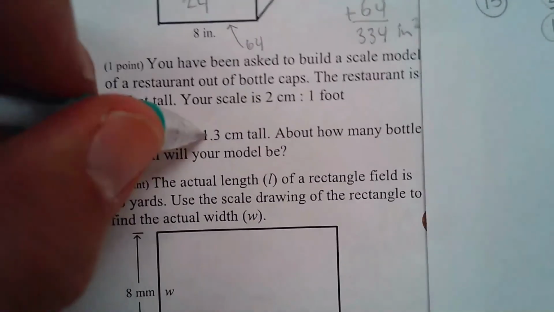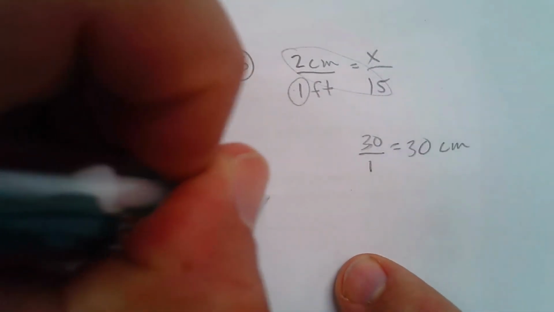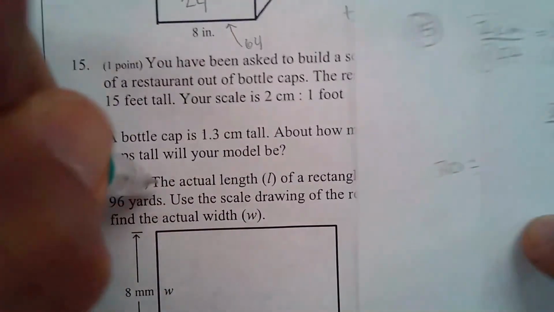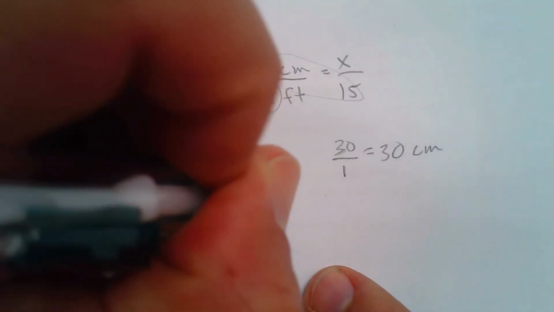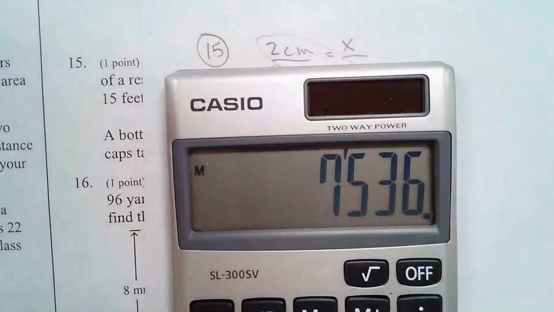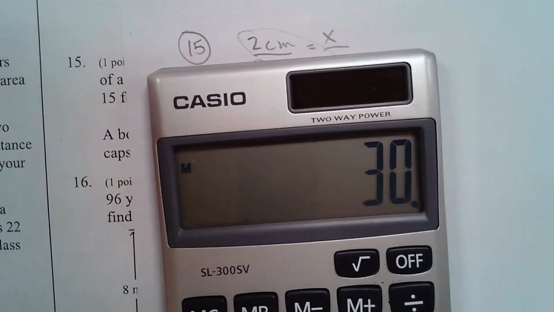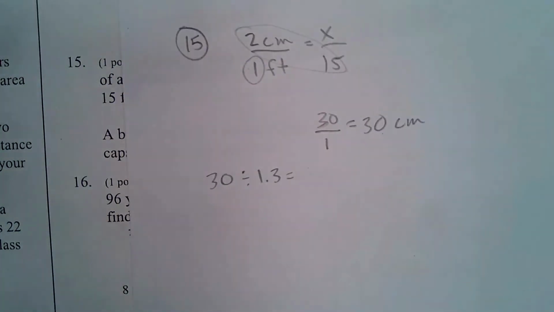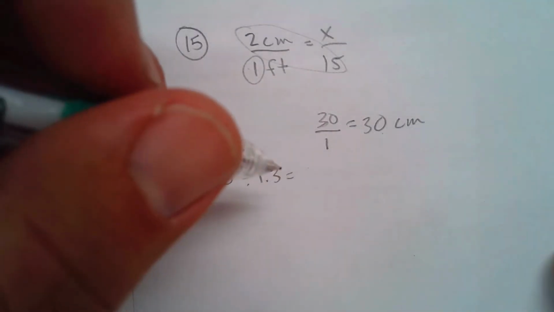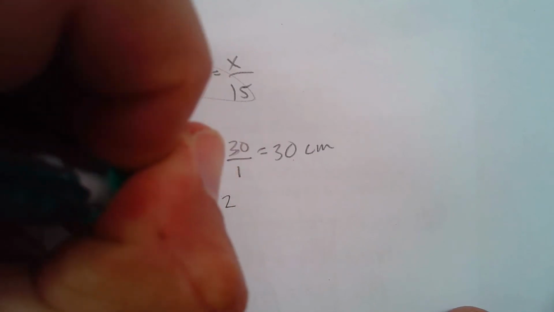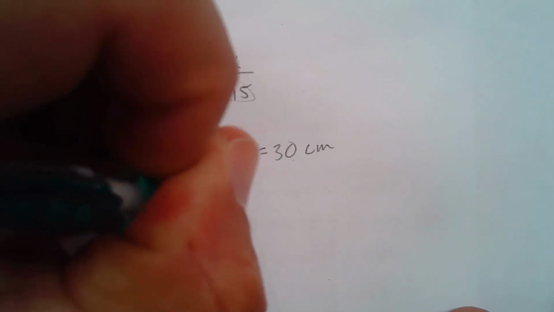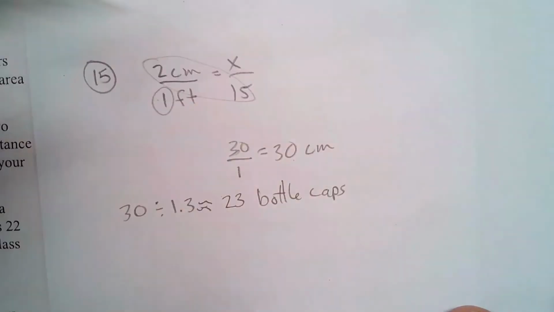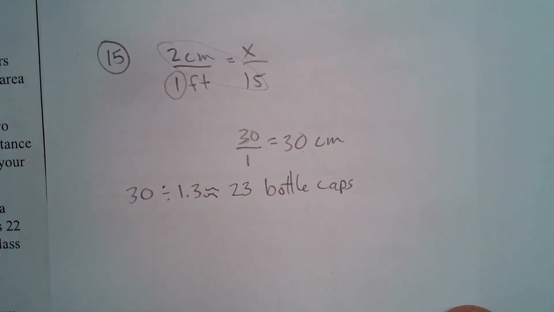And then each bottle cap is 1.3 centimeters. So it'd be 30 divided by 1.3. I'm too lazy to do it without a calculator. 30 divided by 1.3 is 23.07. So it'd be basically 23, about 23 bottle caps. And our last one, number 16.